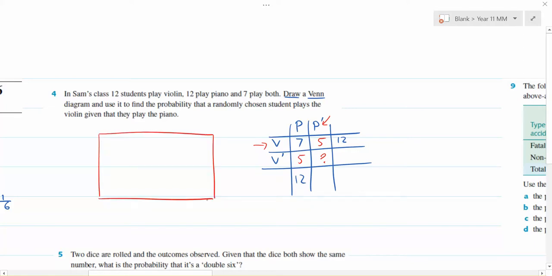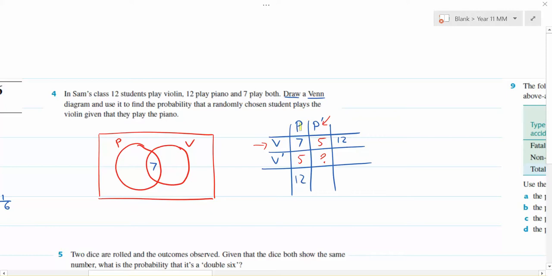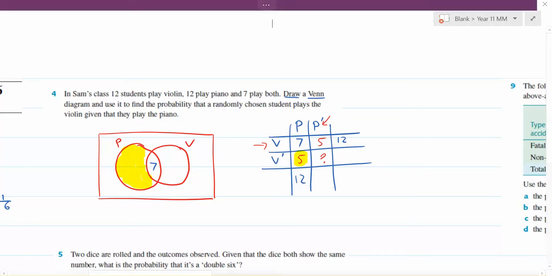So if I were to draw a Venn diagram, it looks as if, let's say this is piano, this is violin, well, I already know V intersection P is the center here, and that's 7. And obviously people who play piano and not violin, which is this region here, that tells me 5. That represents playing piano, but you see I'm not shading in violin, so this region here has to be 5. So I'm just going to put in 5 there.